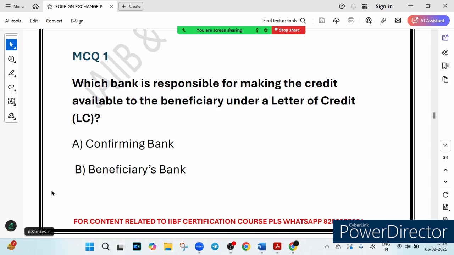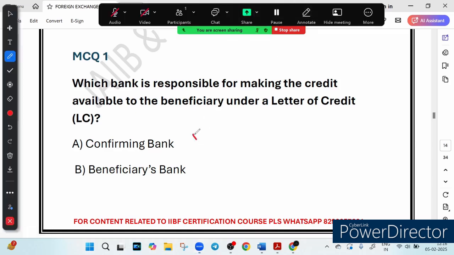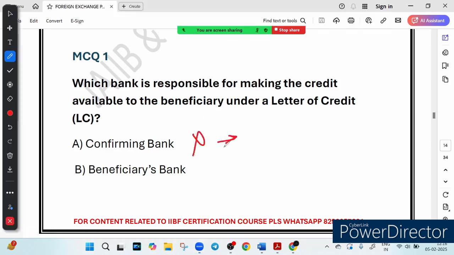In simple terms, what is a confirming bank? A confirming bank provides an extra layer of security by assuring payment, but it is not the one who actually makes the payment, right? So confirming bank is the wrong answer. For example, let's take a person, say Ram. Ram is a seller. He has goods shipped, and the payment guarantee is confirmed. While the confirming bank gives security, the actual payment comes from another source. Now, the question is who is making the credit available to the beneficiary?